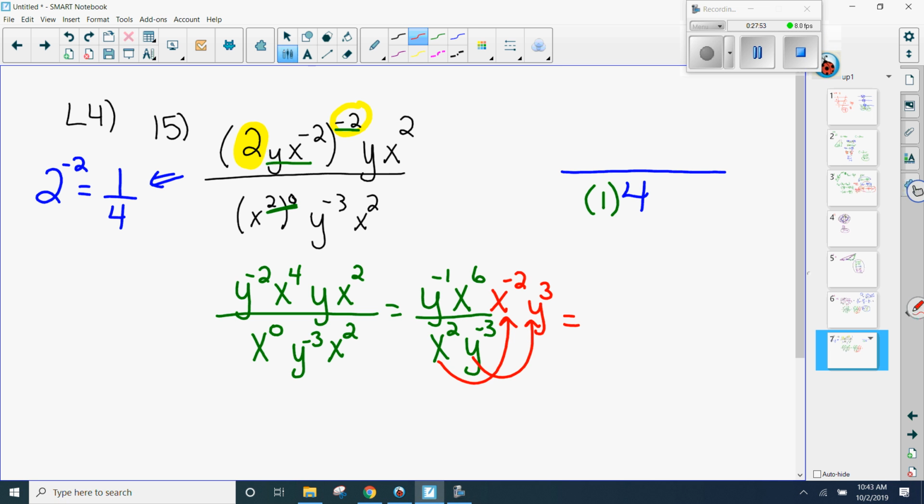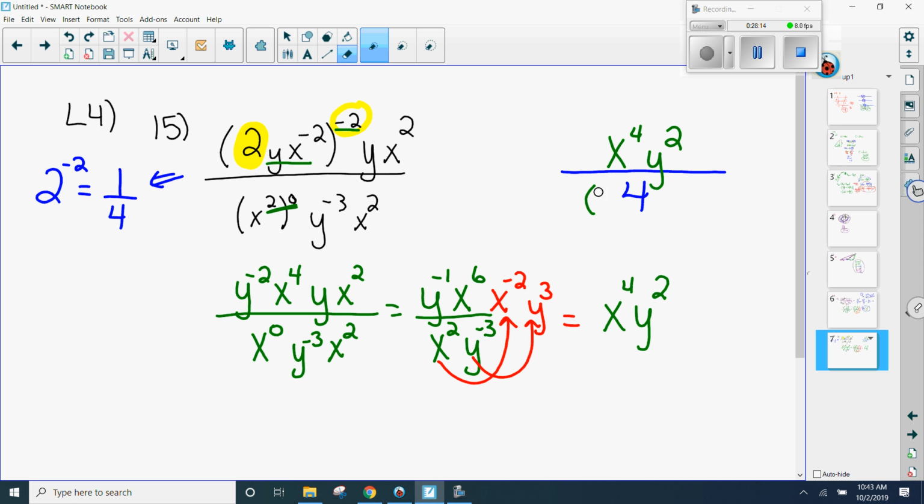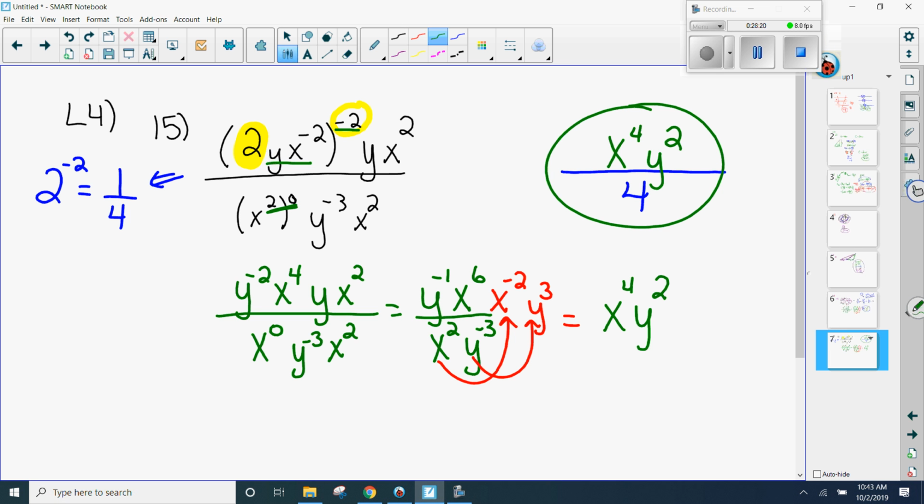And if I add those exponents, we get x to what power? Fourth, and y to the second. So I'm going to put that in my answer over here, x to the fourth, y to the second. And as I mentioned, you're going to take 1 times 4, which is just going to be 4. My variables are in the numerator, so we just write our answer that way.